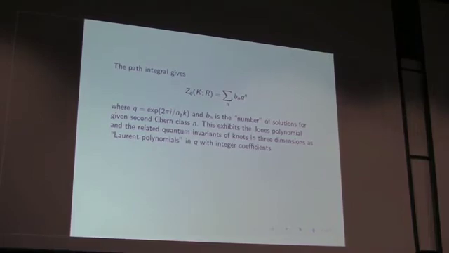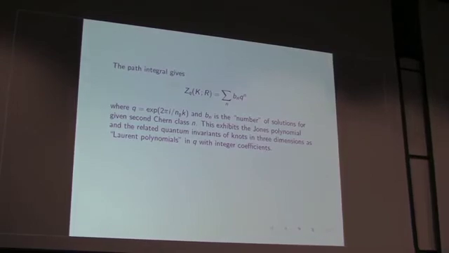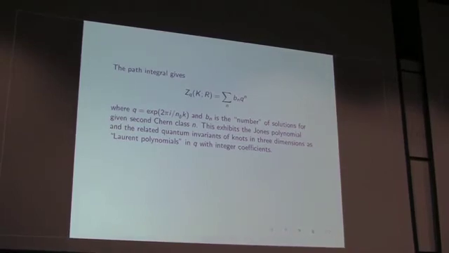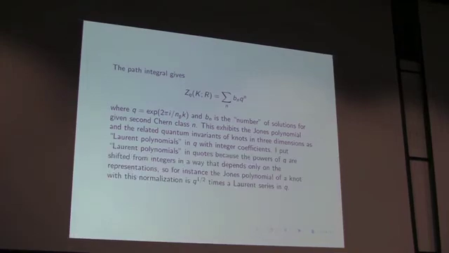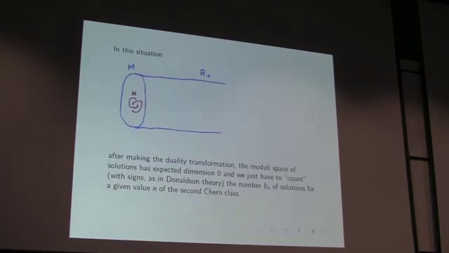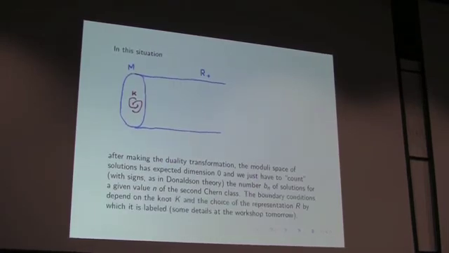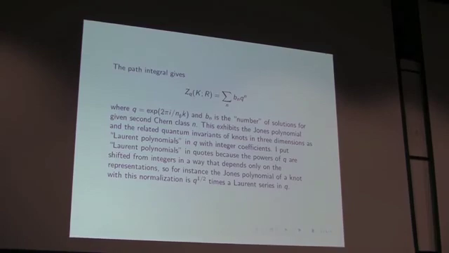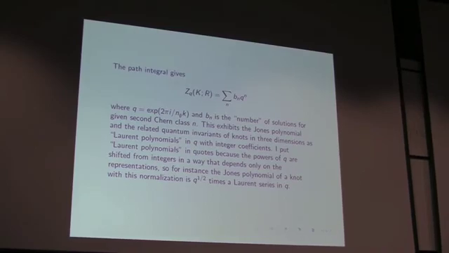The generating function is a Laurent polynomial in Q, whose coefficients are the number of solutions of the KW equation with instanton number n. So that exhibits the Jones polynomial and the related quantum invariants of knots in 3 dimensions as Laurent polynomials in Q with integer coefficients. I put Laurent polynomials in quotes because of a subtlety. Powers of Q are shifted from integers in a way that depends upon exactly how the bundle is trivialized near the boundary. So for instance, the Jones polynomial of a knot with this normalization is really Q to the 1/2 times a Laurent polynomial.